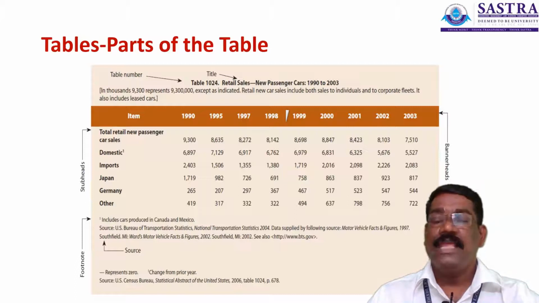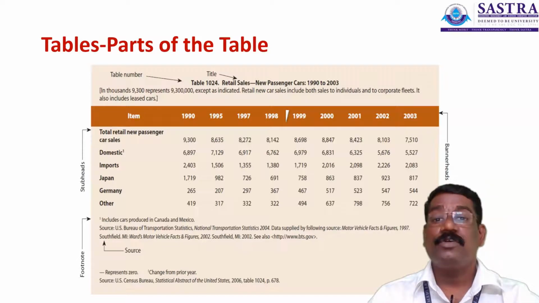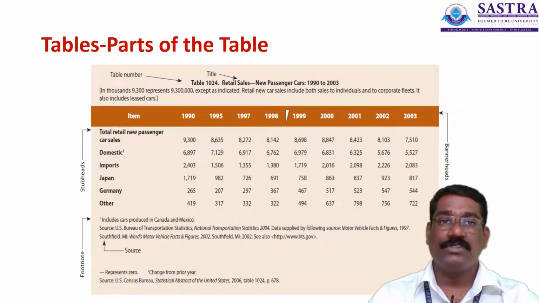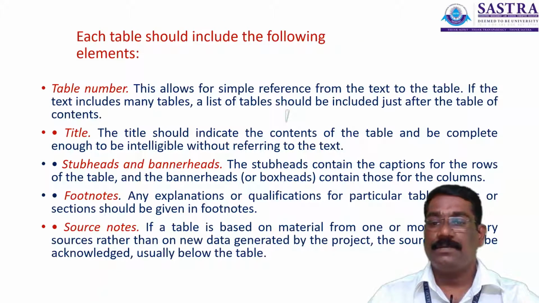Tables in a survey research report typically follow the format shown. You can see the format here. This is an example of cross tabulation, the demographics with survey response, very beautifully depicted here. As I was mentioning, the table number should be there for a table, the title should be there, stub heads and banner heads should be there, and footnotes and source notes should be there.